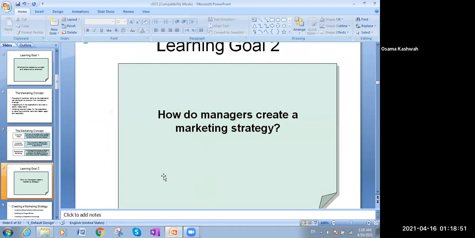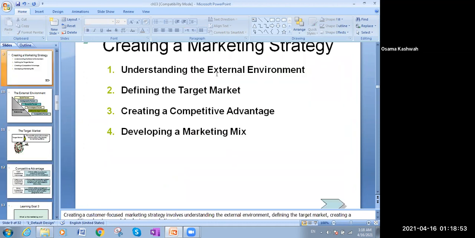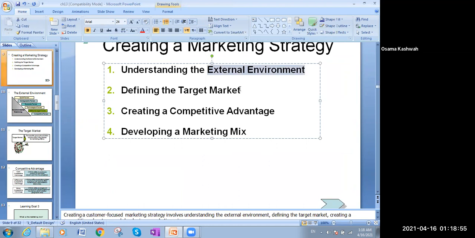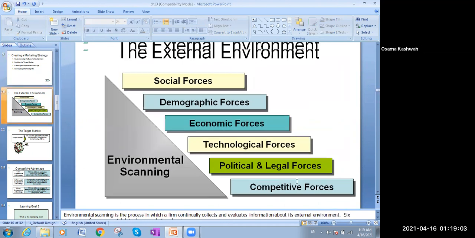How do managers create a market strategy? They understand the external environment, choose the target market, create a competitive advantage, and develop a marketing mix, and we will handle every one of those now. What is the external environment? The external environment affects the marketer, the producer, the seller and the consumer as well.